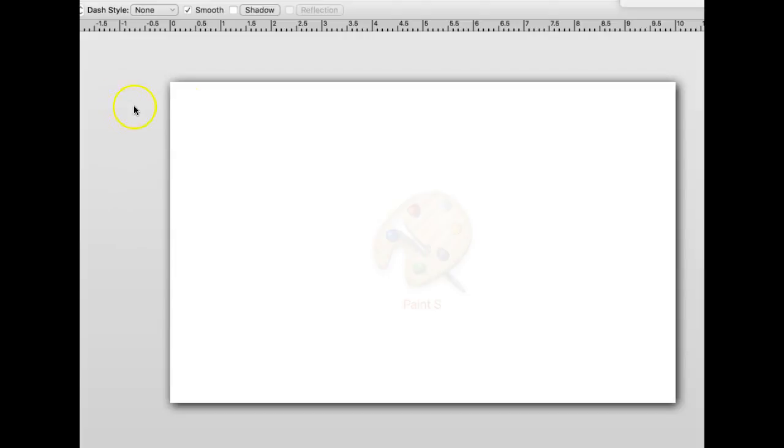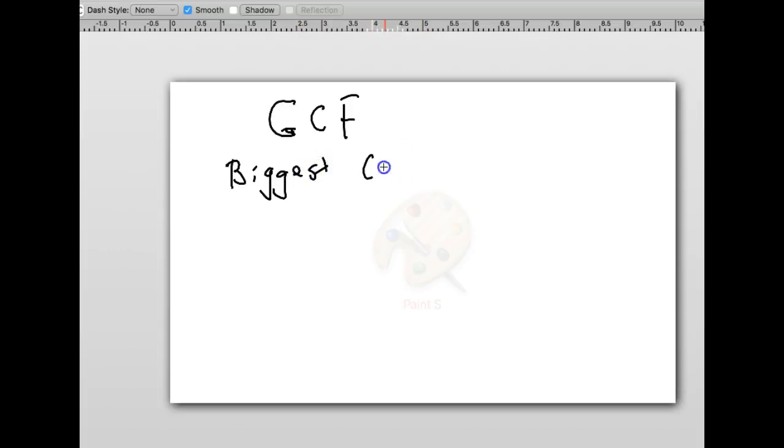Okay, so what I'm going to talk about right now is greatest common factor. Greatest common factor. So this is greatest, which means the biggest, right? So it's like the biggest common, so they both share it, factor. So a factor is a number that goes into another one. So it's the biggest number that goes into both numbers.